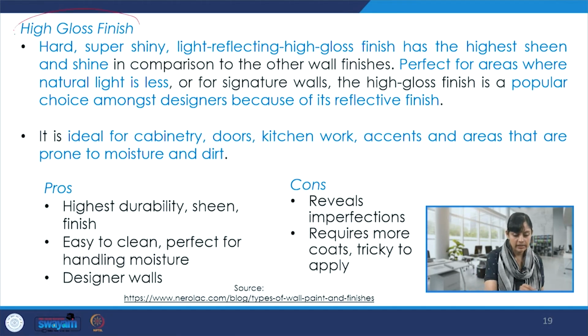There is also high gloss finish that could be picked up and used in the space. So high gloss finish is hard, super shiny, light reflecting, and it has sort of the highest sheen possible amongst all these varieties that we are looking at. Perfect for areas where natural light is less. And it is a popular choice amongst designers because of its reflective finish.